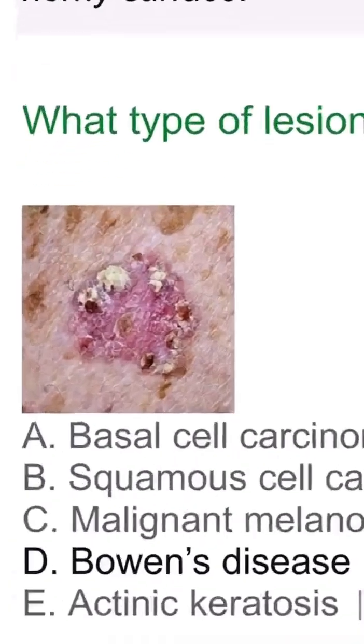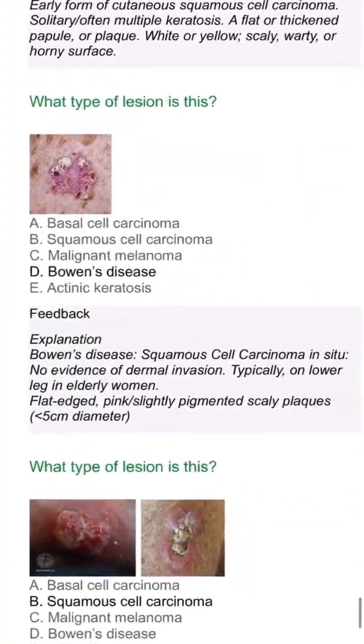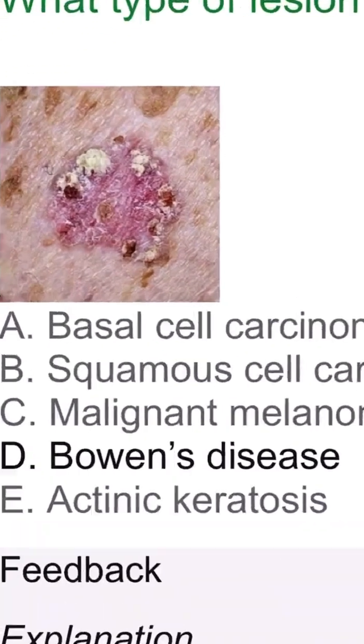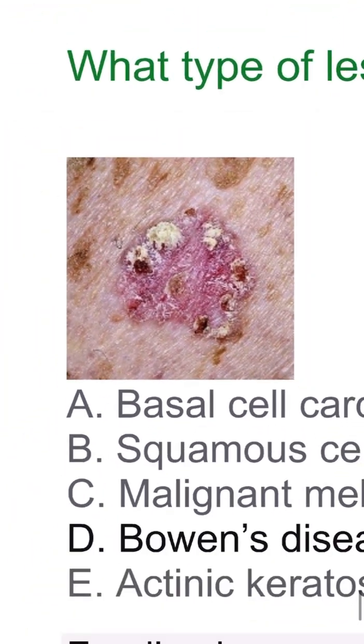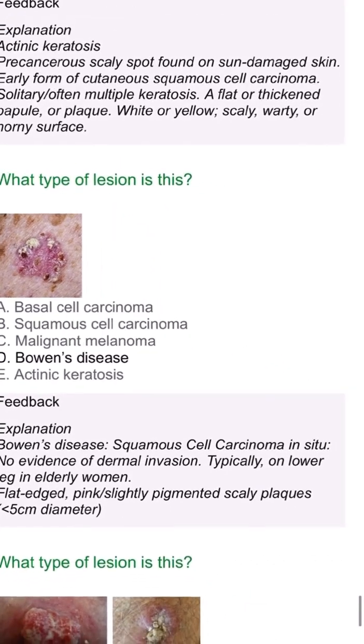What type of lesion is this? This is Bowen's disease. Bowen's disease, you can see here. Bowen's disease is squamous cell carcinoma in situ, with no evidence of dermal invasion, typically on the lower leg in elderly women, with flat-edged, pink or slightly pigmented scaly papules, less than 5 centimeters in diameter. So Bowen's disease looks like that. Common in older age, elderly women, and typically on the lower legs.